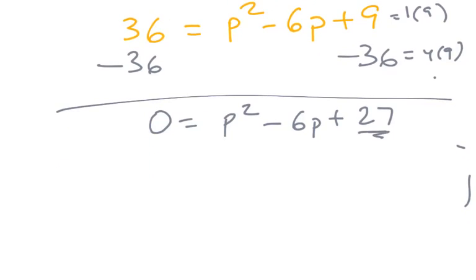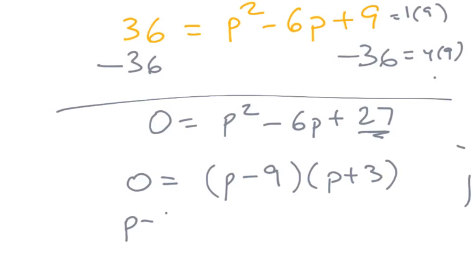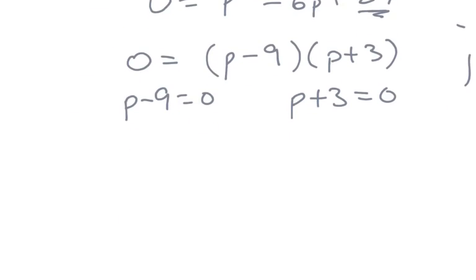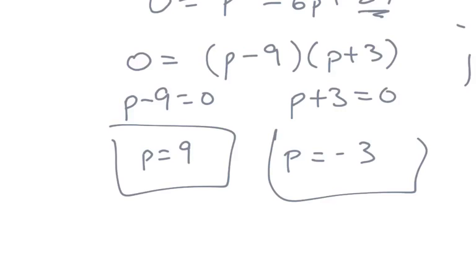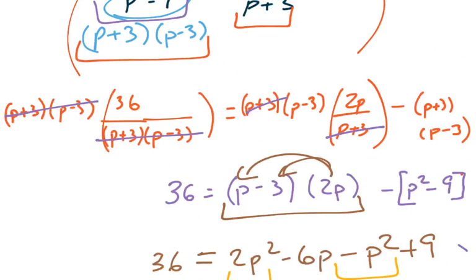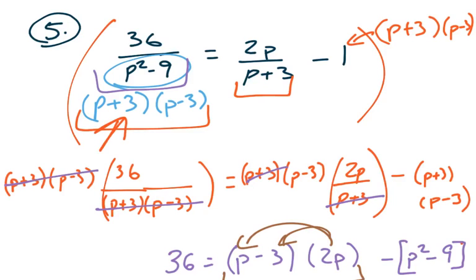I'm going to factor this, so I look at 27 and I ask myself, what times what is 27? That's going to be 9 and 3. So if we solve p minus 9 equals 0, p plus 3 equals 0, and when I add 9 to the other side, I get p equals 9, and p equals negative 3. Again, don't just assume these are the answers. We need to go back through and see in the original problem, I cannot put a negative 3 or 3 because those would give me 0 in the denominator.